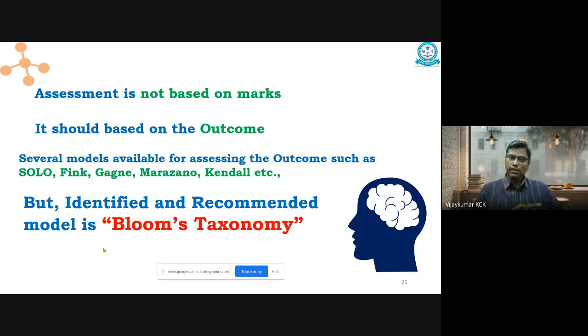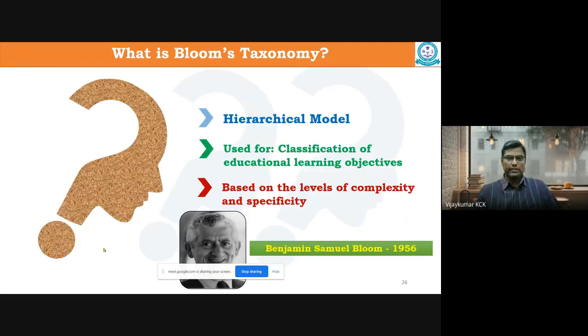All these people are given a different assessment pattern to assess the learning outcome of the student. However, across the globe, widely, this Bloom's taxonomy is being recommended after due research as well as application experiences. So what is this Bloom's taxonomy?